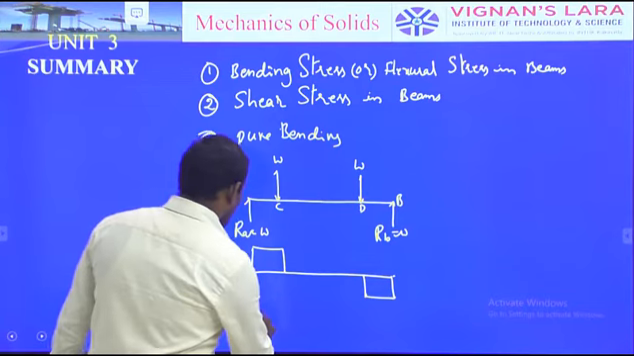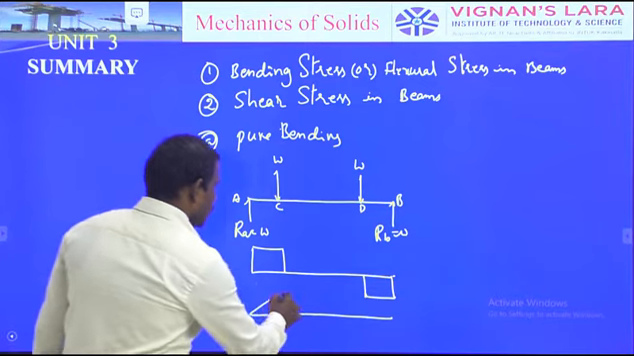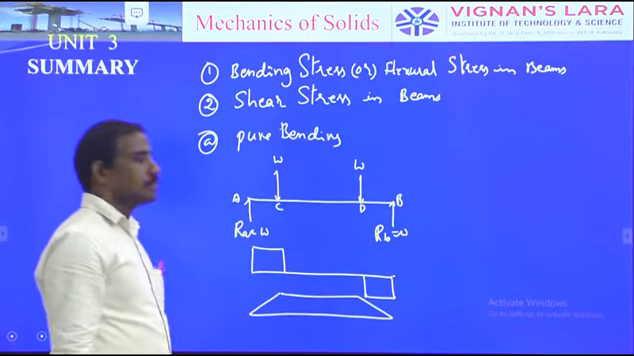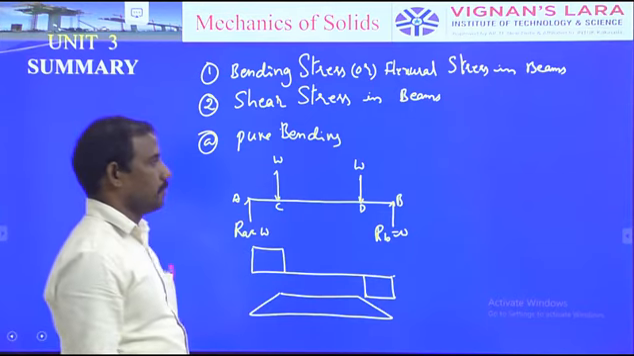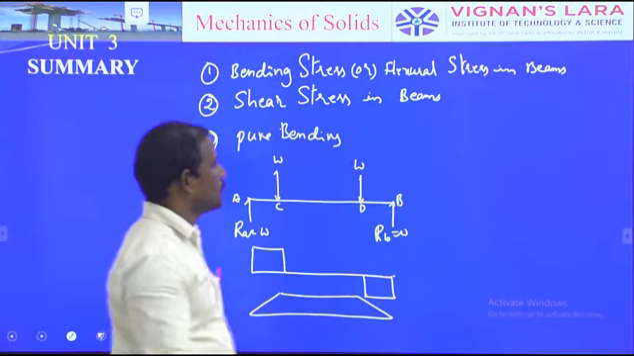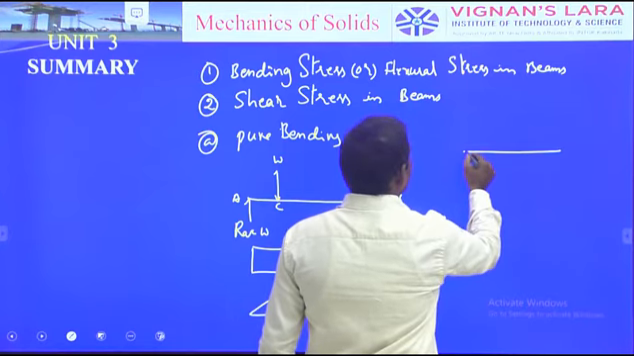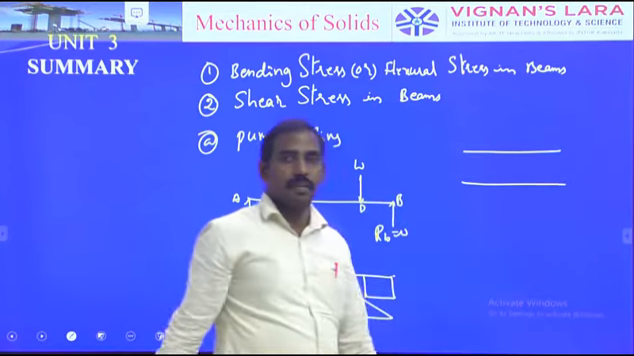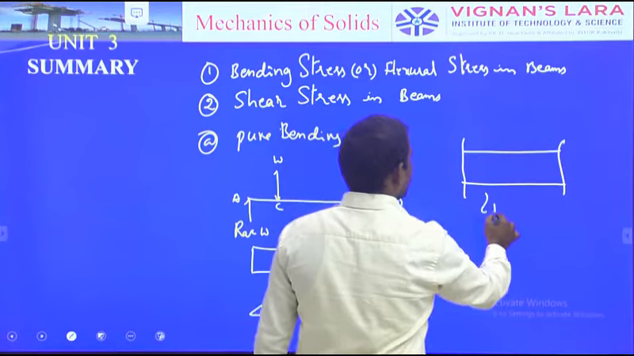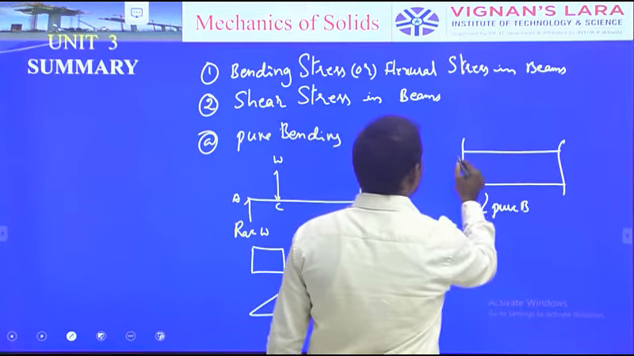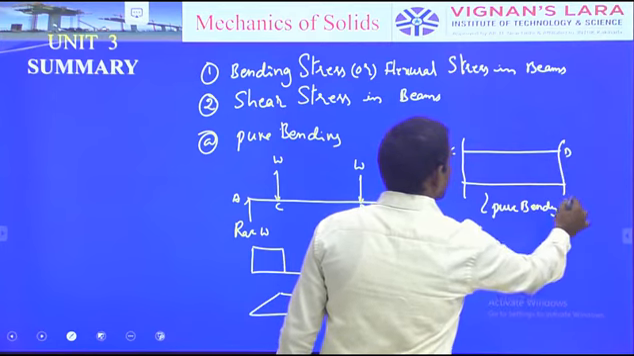Then if you plot the graph for the bending moment, no doubt at all. Then I would like to consider a portion in the CD. So this is the portion CD, just a beam. It is the pure bending portion. This is C, this is D, the pure bending portion.